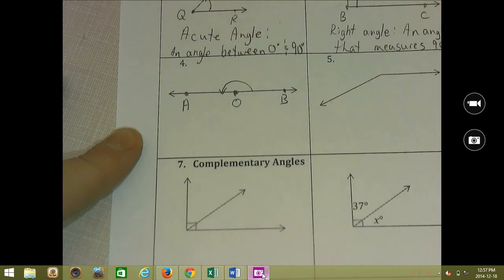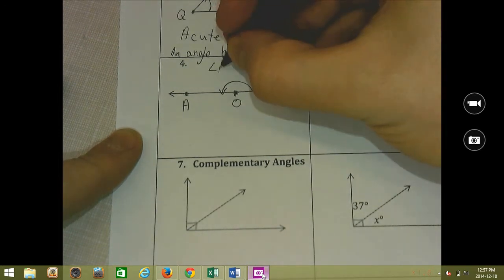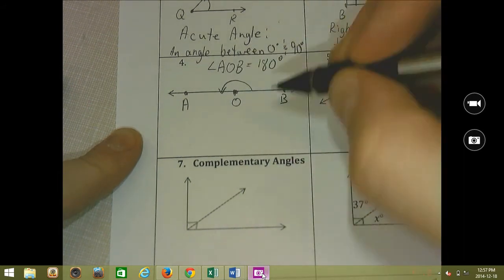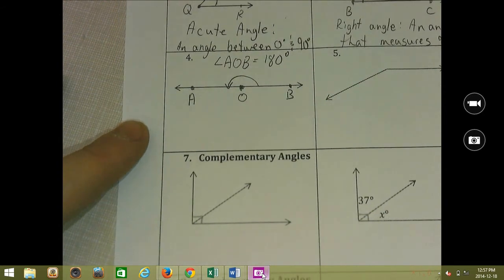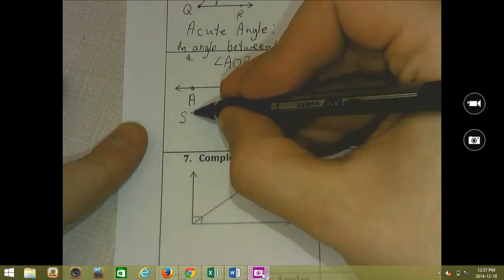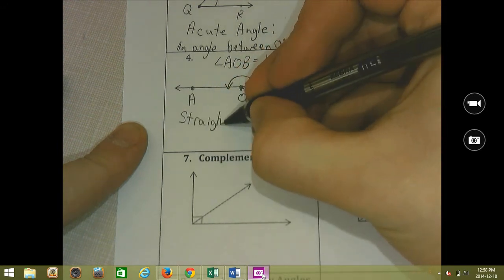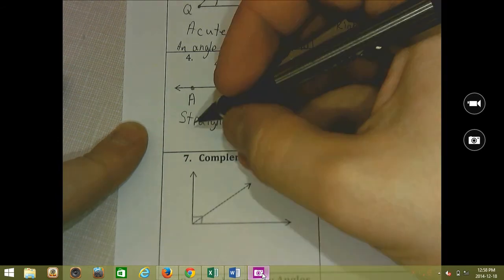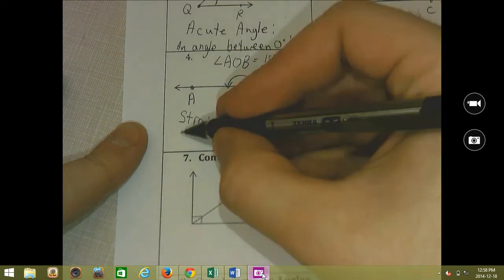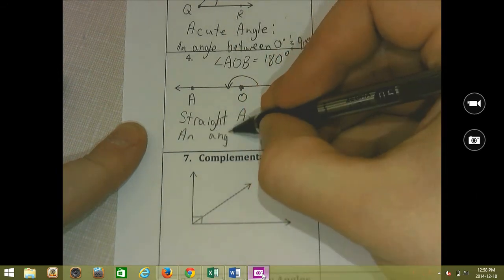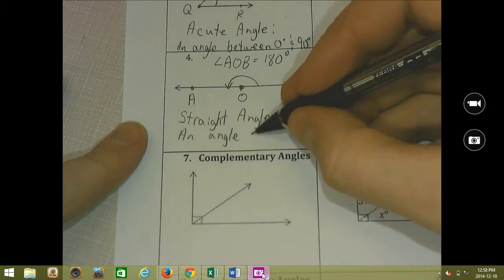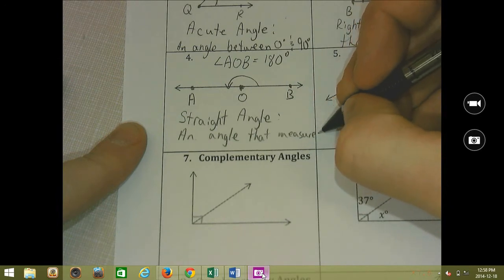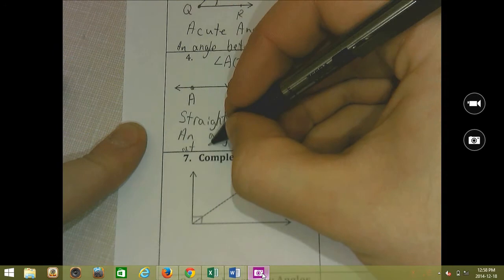And we see that angle A, O, B is 180 degrees, which is a straight line. So hence we call this a straight angle. And a straight angle is simply defined as an angle that measures at 180 degrees.